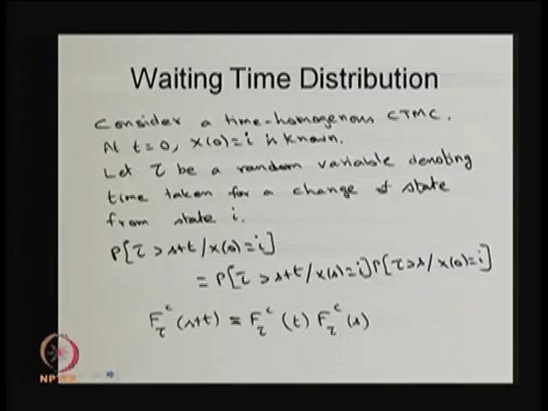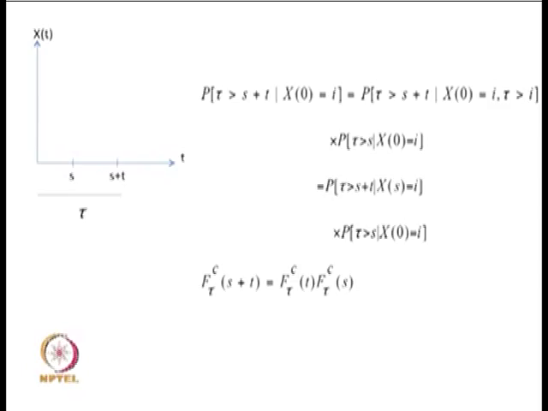So, we have to find out which random variable, or which distribution, is going to satisfy this property: the complement CDF at the time point s plus t is the same as the product of the complement CDFs at the time points s and t. If any distribution satisfies this complement CDF property, then we can find the distribution for the random variable tau.